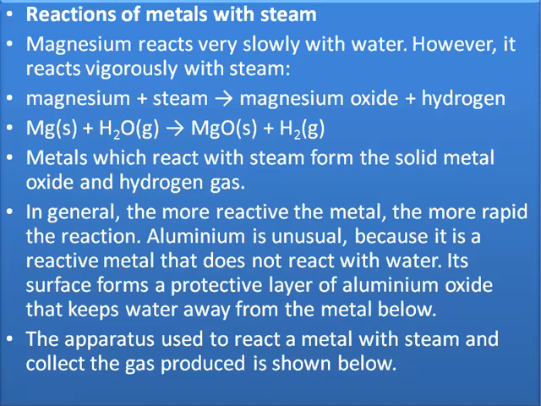In this particular example, we are observing the reaction of magnesium with steam, which occurs very rapidly to form magnesium oxide along with the release of hydrogen gas. Metals which react with steam form the solid metal oxide and hydrogen gas. In general, the more reactive the metal, the more rapid the reaction. Aluminium is unusual because it is a reactive metal that does not react with water.